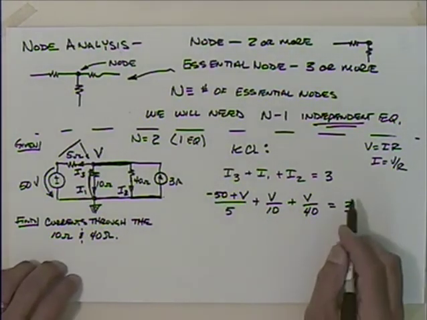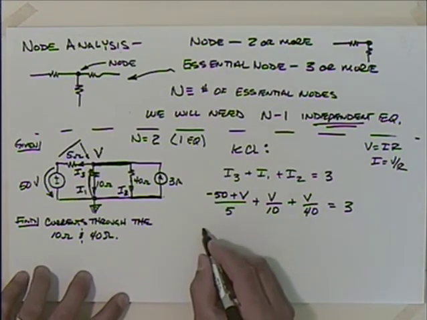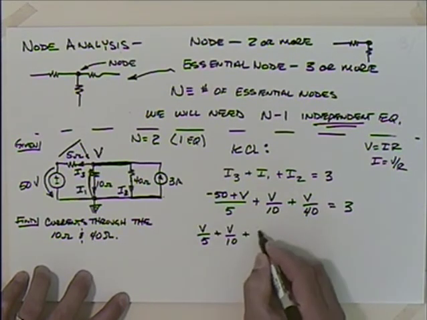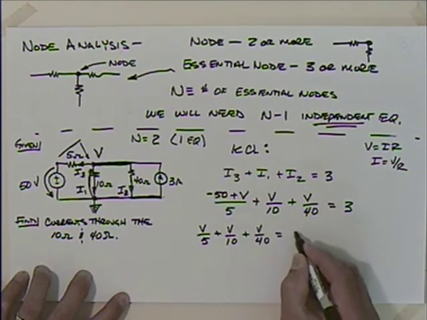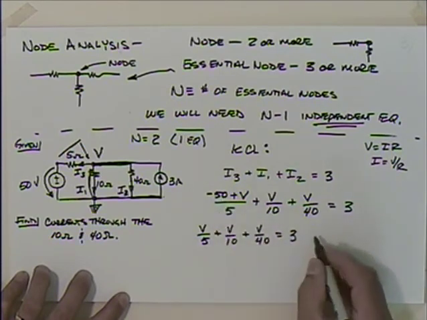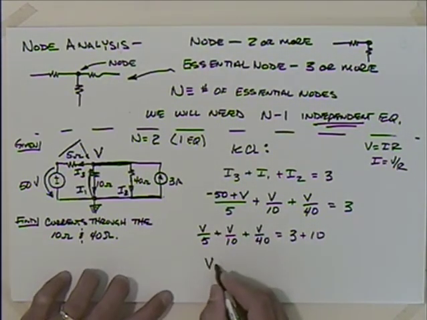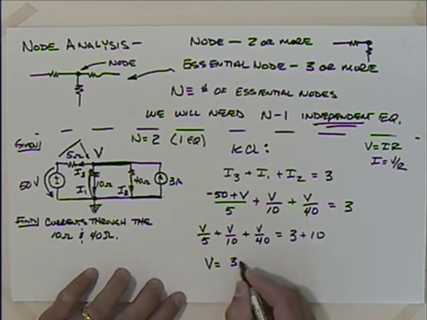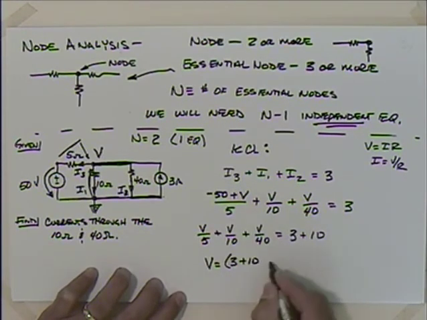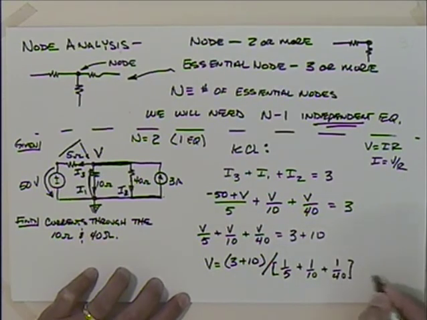So now I have one unknown. That one unknown is the voltage V. So let's see if I can solve that. I could say that I have V over 5 plus V over 10 plus V over 40 is equal to 3. Then let's see, 50 over 5 turns out to be 10. The negative goes away, so I will have plus 10 when I move it to the other side. So I could say that V is equal to 3 plus 10 divided by, what do I have? 1 over 5 plus 1 over 10 plus 1 over 40.